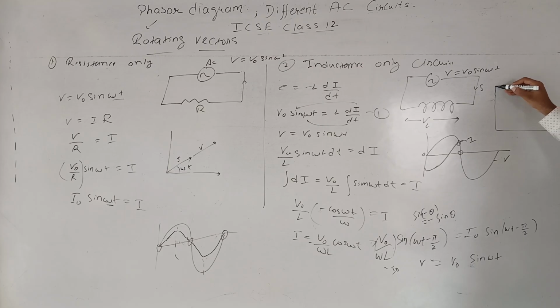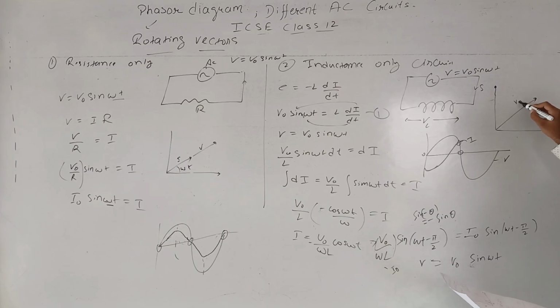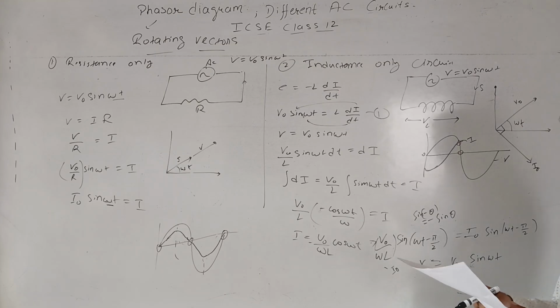Its phasor diagram will be, because the current is lagging behind by 90 degrees, we make the diagram like this. This is V naught, and it lags behind by 90, so this is the angle 90, and this is I naught. I naught is lagging behind by 90, and the angle between the potential and the x-axis is omega t. So this is the inductance only circuit.